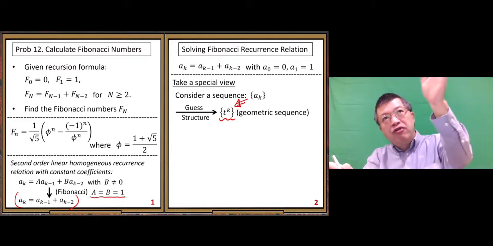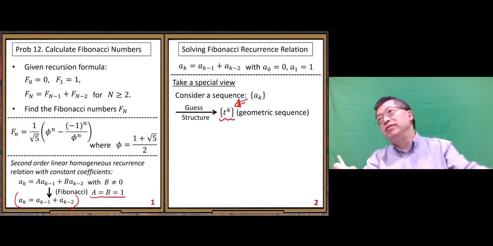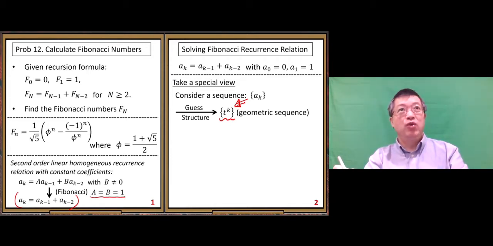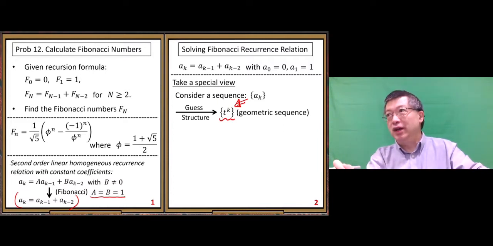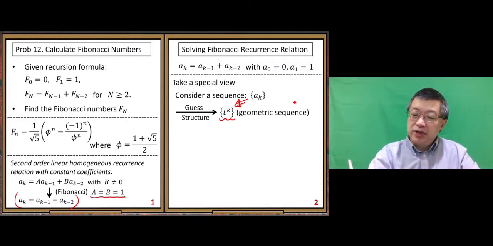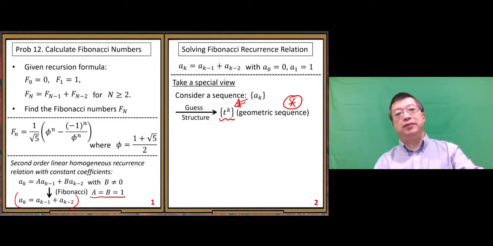Because if you can guess this structure, you're almost halfway in your solution. So this step is so important. The remaining, you just work on it and find a solution. That makes this step extremely important. How do you get to this point?